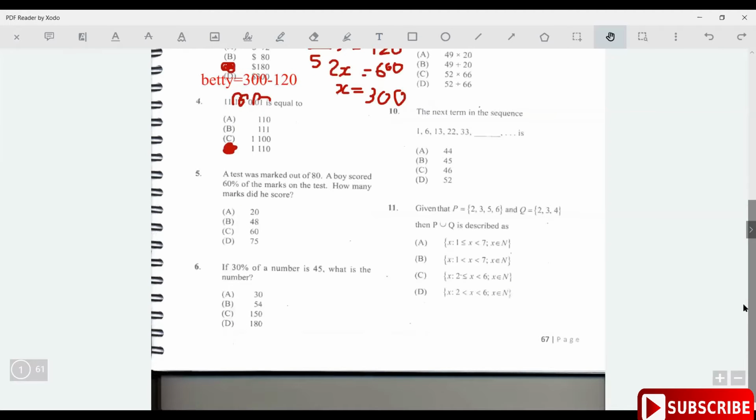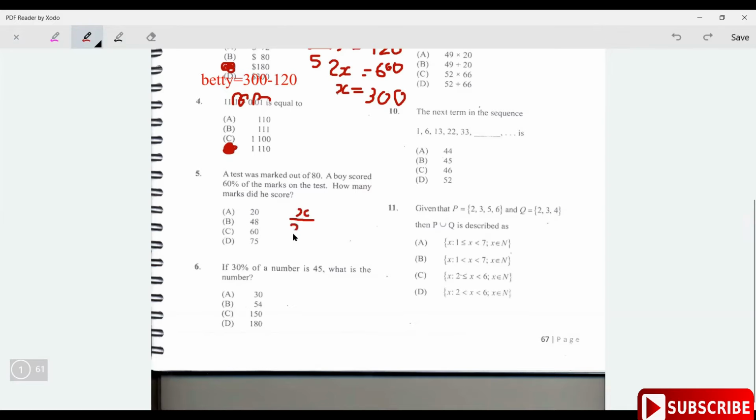Question 5. A test was marked out of 80 and a boy got 60%. How many did he get on the test? Or what did he score? So if he got 60% on the test, we know that he got x out of 80, and x out of 80 when multiplied by 100 in percentage, that should be equal to 60. So this is equal to 60, so let's evaluate x. This 0 cancels this 0. 2 into 8 goes 4 times. 2 into 10 goes 5 times.